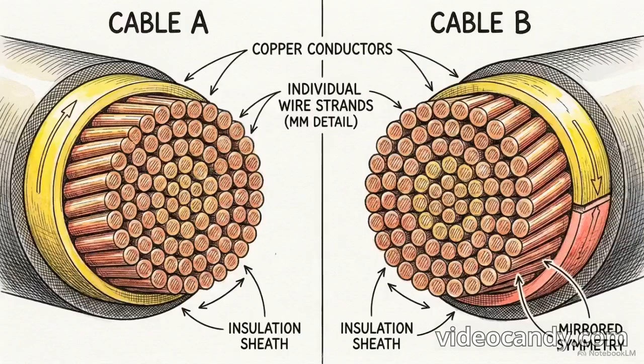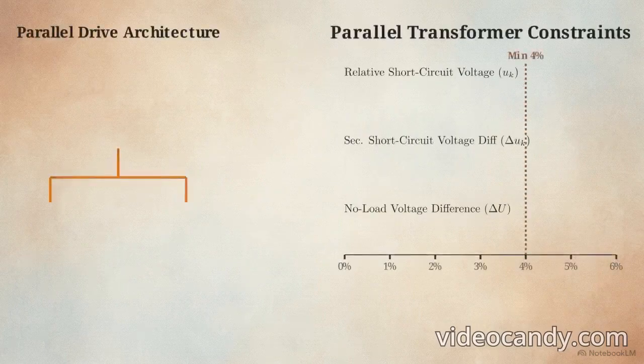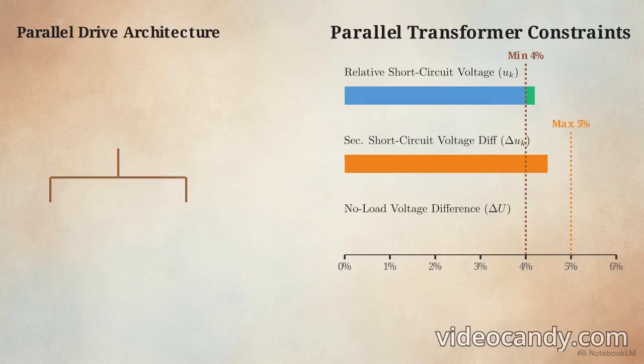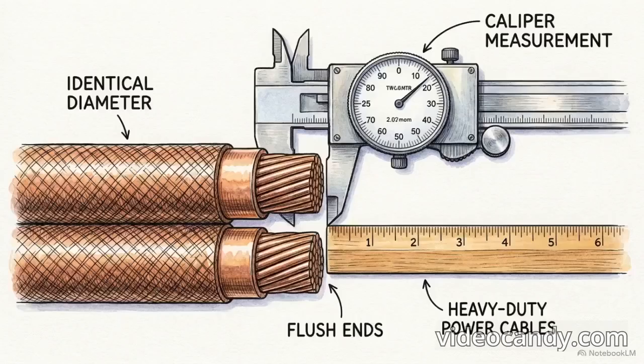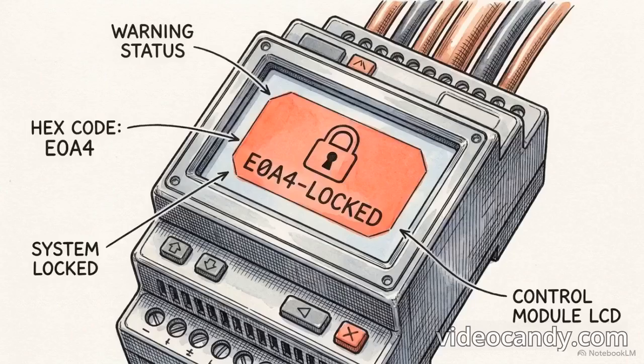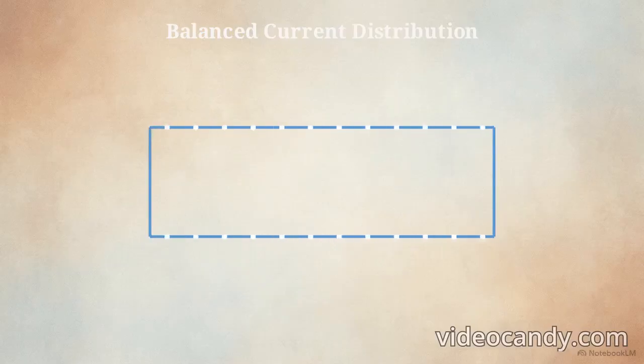At the highest structural scale, facilities connect massive active line modules in parallel to feed a single shared DC bus. Running these units in parallel imposes a strict baseline rule. The phase connections and the physical power components between every unit must be perfectly identical. Parallel stability relies on tight mathematical constraints. The transformer's relative short-circuit voltage must be at least 4%. The difference in short-circuit voltages between secondary windings cannot exceed 5%, and the difference in no-load voltages must be strictly under 0.5%. Even the physical power cabling running between the transformer and the line modules must match exactly in length and cross-section.